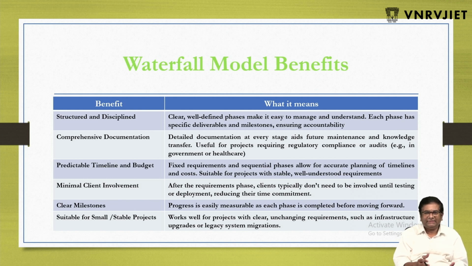In the beginning itself, the customer or business team specifies when they want the software to be done. So everybody knows the deadline, and based on that they will plan the requirements, the resources, the amount, and everything will be planned perfectly. The timeline is predicted, and the budget is also kind of predicted, so fixed, because the requirements are fixed and signed off by the customer in the design phase itself. Fixed requirements and sequential phases allow accurate planning of timelines and costs. So that's why it's really suitable for projects with stable and well understood requirements.